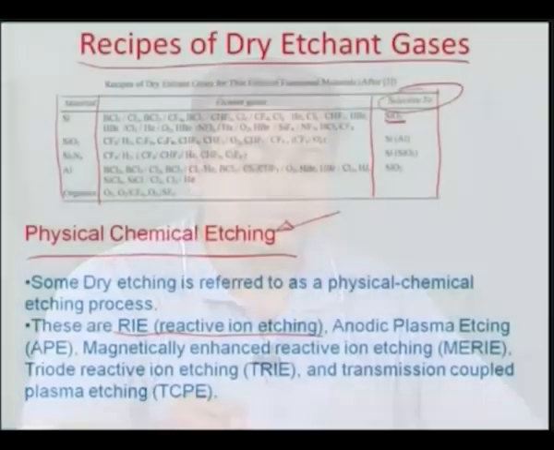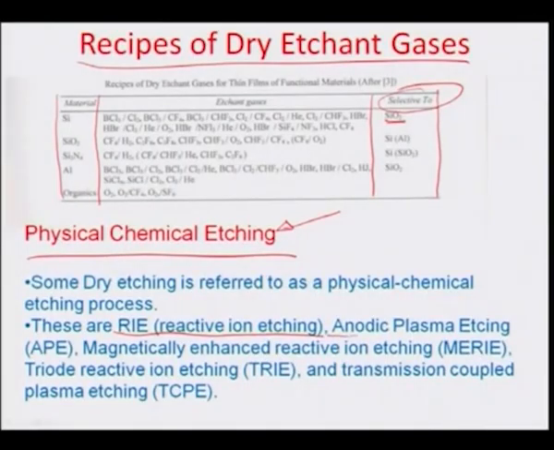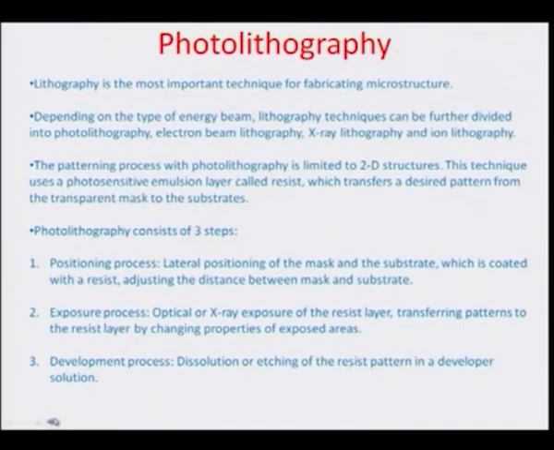There are some other examples of physical chemical etching, for example, anodic plasma etching, magnetically enhanced reactive ion etching, and we will do these different forms of plasmas in great detail a little later. Then the triode reactive ion etching, and then transformer coupled plasma etching. These are some of the processes which can be categorized as physical chemical etching processes.